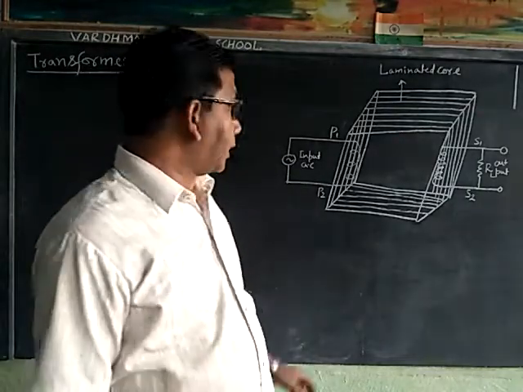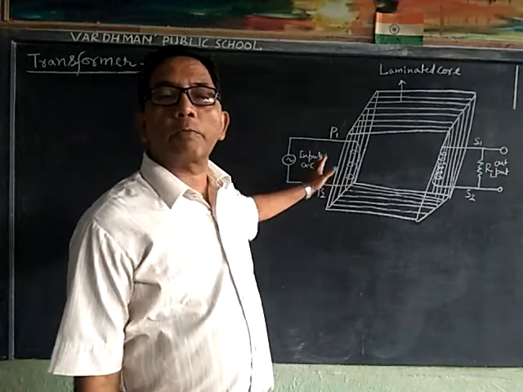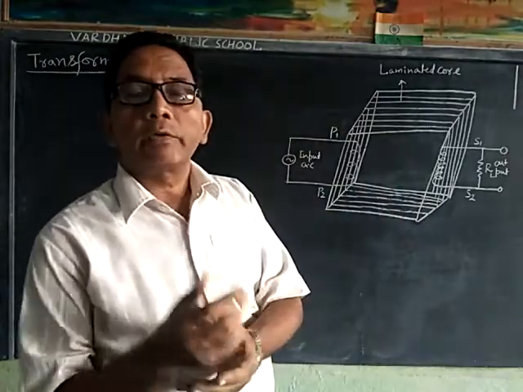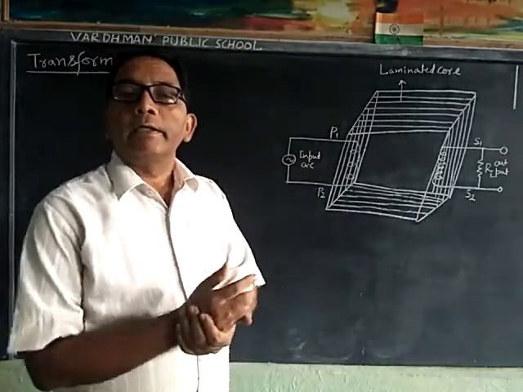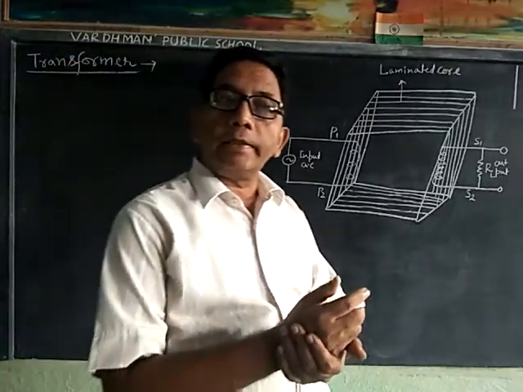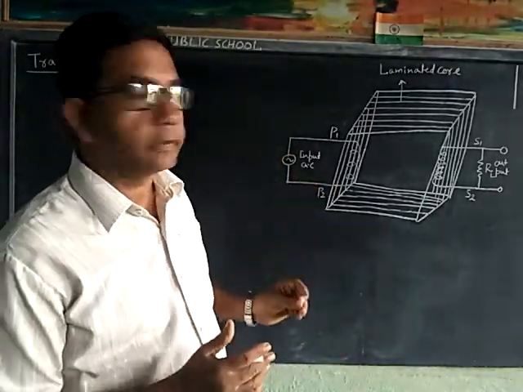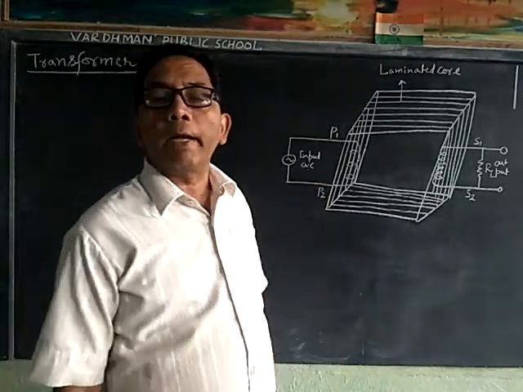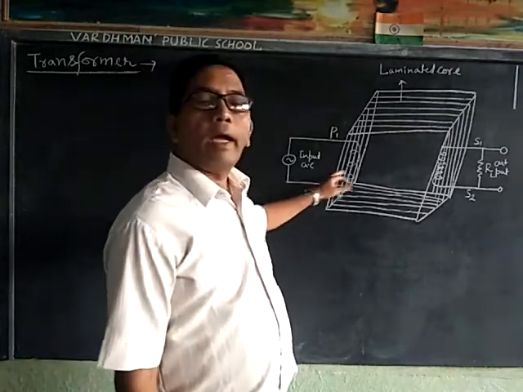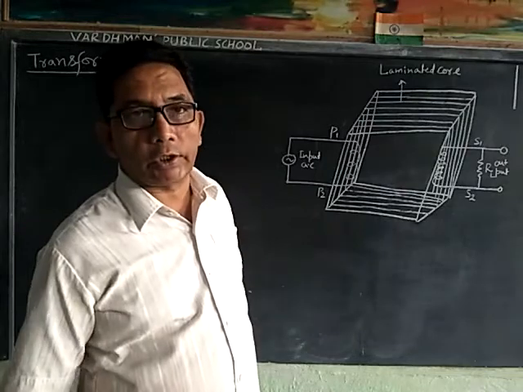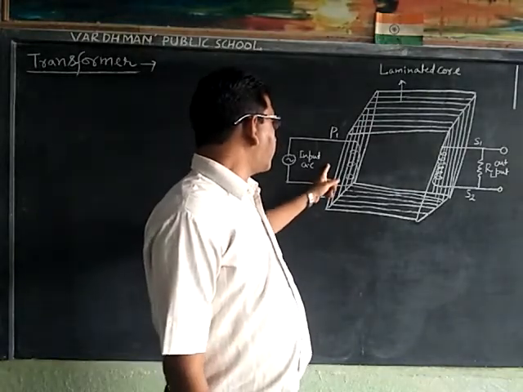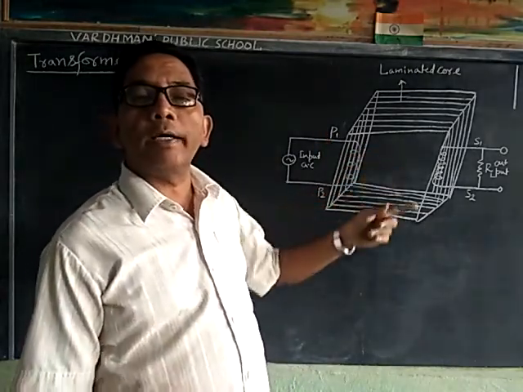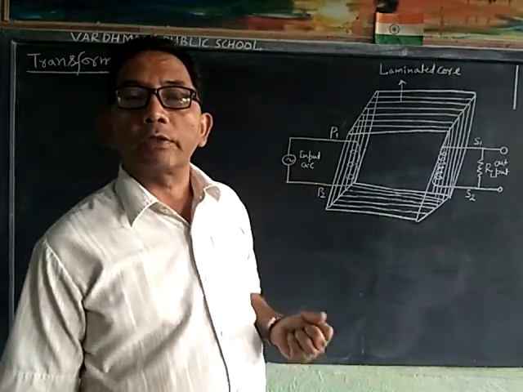As current is passed through the primary coil, as current in the primary coil P1, P2 varies, the magnetic flux linked with P1, P2 and hence S1, S2 changes.